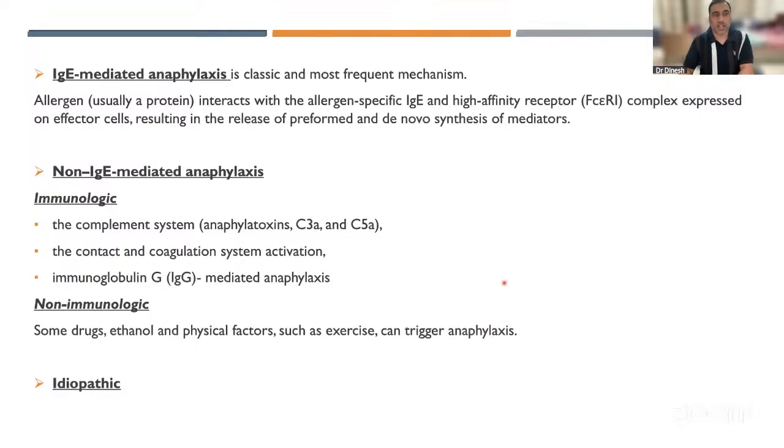IgE-mediated anaphylaxis is the classic and most frequent mechanism. This is the typical type 1 hypersensitivity reaction, which we see in all common allergies, as in the previous two presentations, also in allergic asthma, allergic rhinitis, and food allergy, wherein the allergen interacts with the allergen-specific IgE and high affinity receptor complex, resulting in the release of mediators. The non-IgE-mediated anaphylaxis can be either immunologic or non-immunologic. Immunologic involves the complement system, contact coagulation system, and IgG-mediated anaphylaxis. We will see that again in detail. The non-immunological will be drugs and certain factors. Idiopathic, that we'll see again.